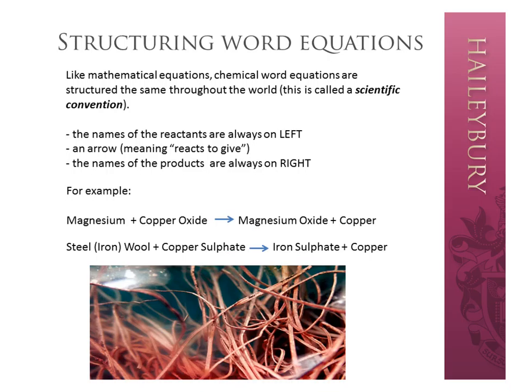As you can see from these word equations, rather than using words like and, we use a plus instead. Rather than using words like react to give or combine together, we use an arrow. There's some of the key hints that you're looking for when you're turning a sentence into a word equation like this.